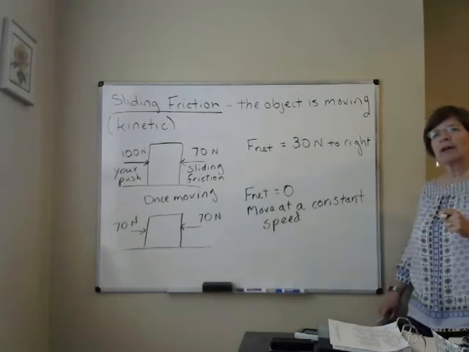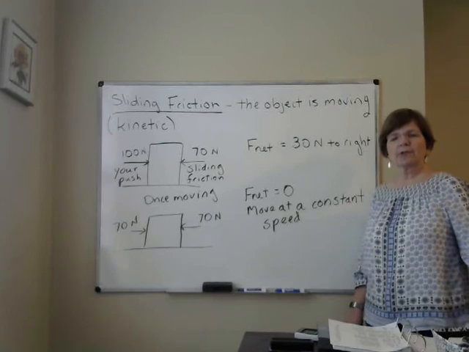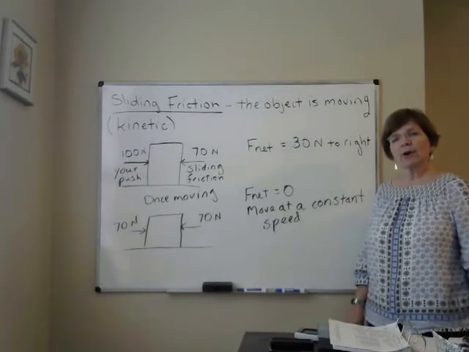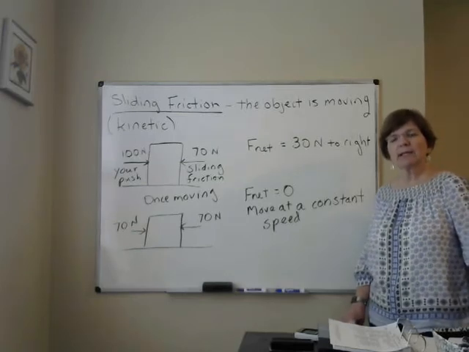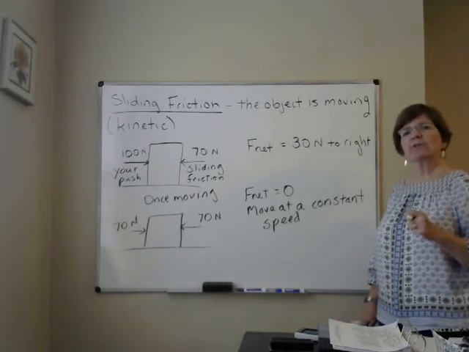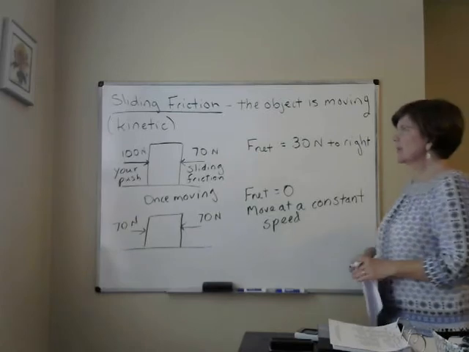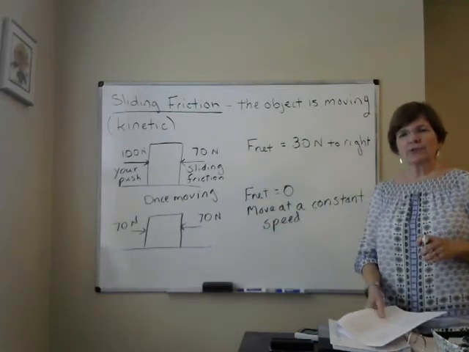Interestingly enough, the speed the object's moving does not affect the frictional force. The frictional force is the same whether it's moving at a constant 1 meter per second or at a constant 50 meters per second. There's almost no difference in that force of sliding friction. So it's pretty much a set quantity for those two surfaces.